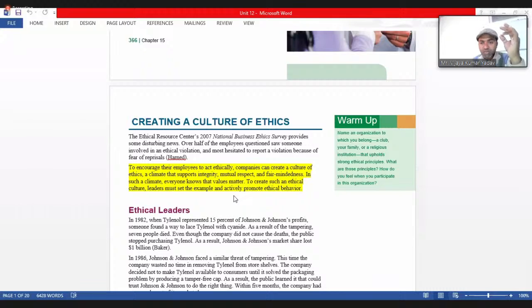Leaders must set the example. Leaders must prove themselves to be the examples for others. Leaders must promote ethical behavior. So this should start from the leaders first. Only then other employees will follow. If the manager of the company is wrong, if the manager is unethical, then how can one expect ethical behavior from other employees? It's not possible. So that's why it should start from the manager.